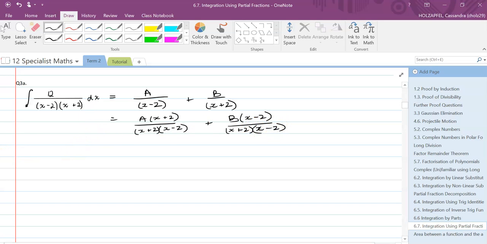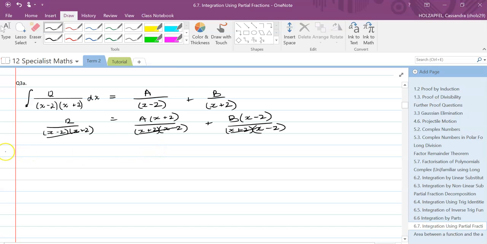Okay, so lastly, remember this is going to be equal to 12 over x minus 2, x plus 2 here. And so what we want to do is multiply the entire thing now by the denominator, so we're only dealing with 12 is equal to a(x + 2) multiplied by b(x - 2).